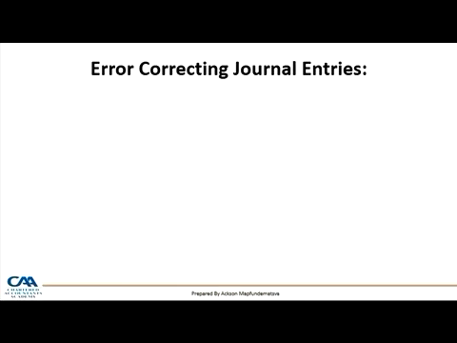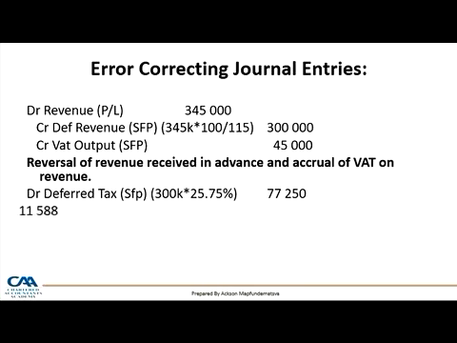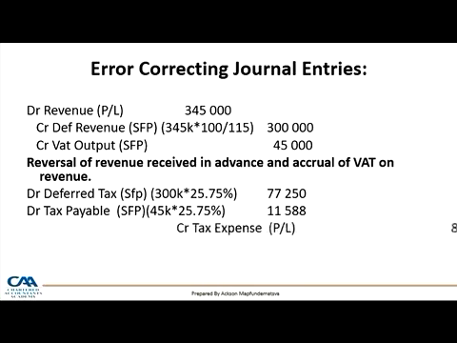The correcting journal entry is going to be the differences between what should have happened and what actually happened. So your revenue is going to be reversed. The 345,000 is going to be a debit. Credit deferred revenue, and you credit VAT output account. And then you adjust your deferred tax and your tax payable, and you credit your tax expense.